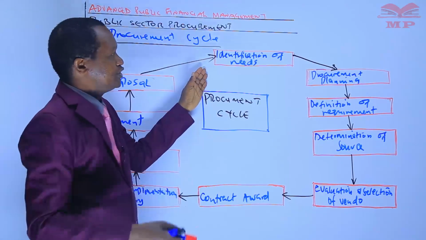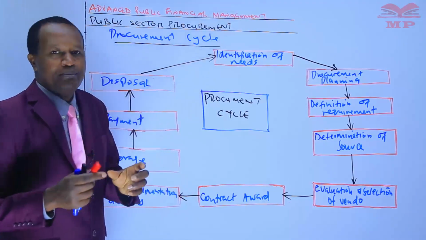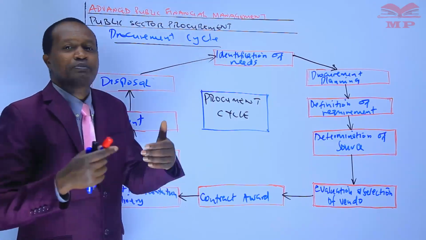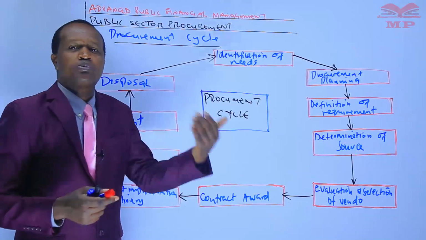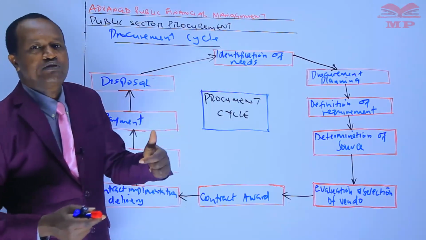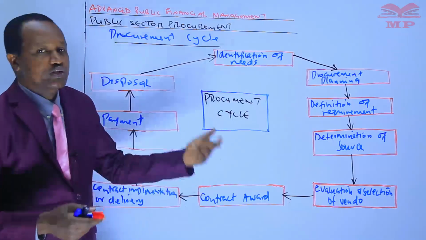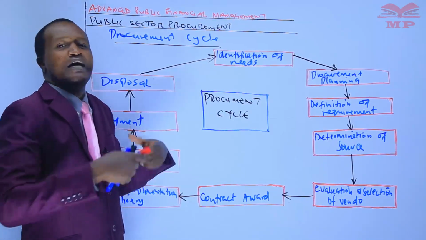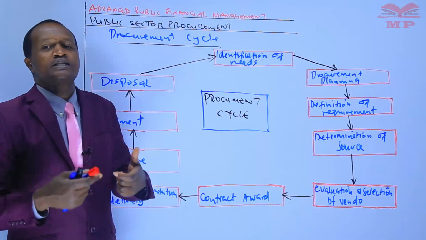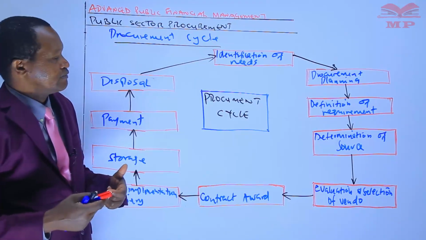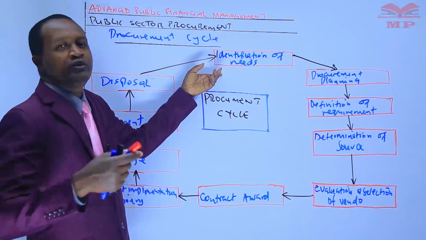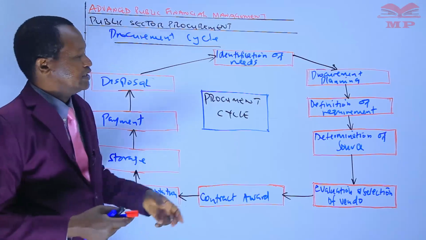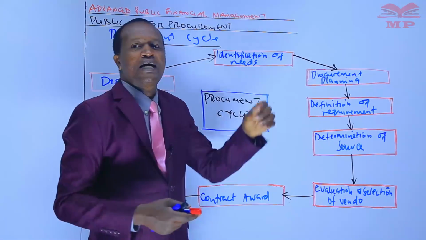And after establishing the requirements, it is crucial to conduct a market survey to ascertain aspects such as prices, new products, or alternative or substitute products, new sources of supply, the nature of competition, the environmental aspects that may affect the supply market. That is identification of needs or requirements. Then the next step is procurement planning.